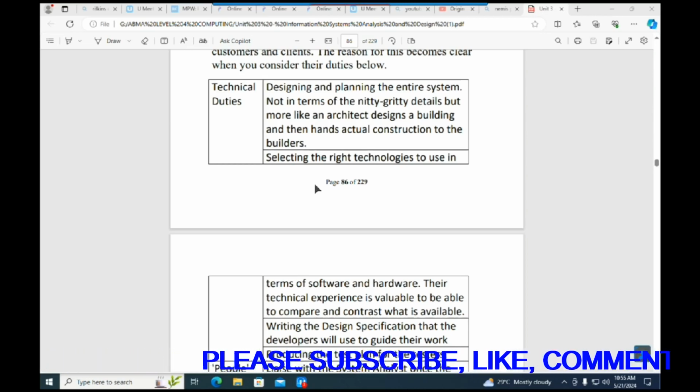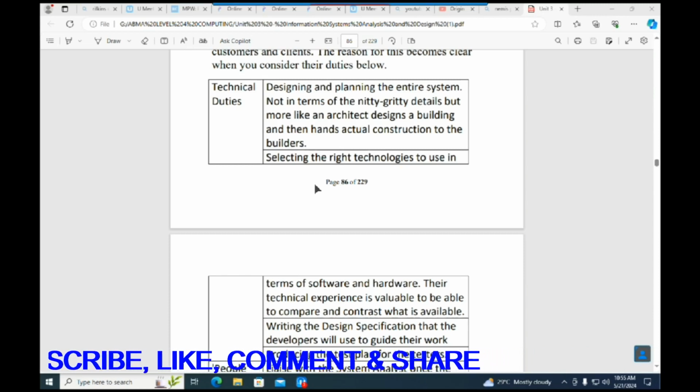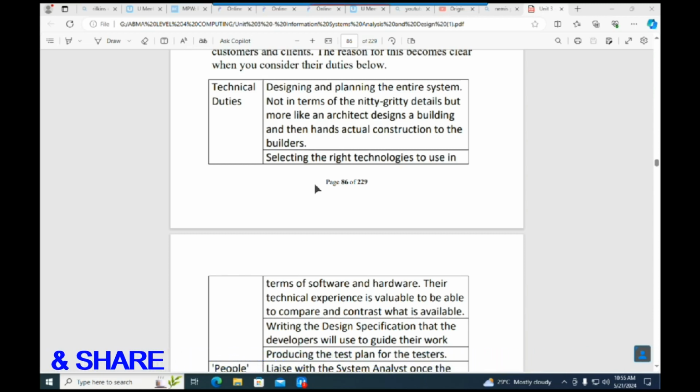The first technical duty is the designing and the planning of the entire system. He's the one who designs and plans the entire system. That's why we are talking about having somebody who is more organized. So he comes out with something that looks like an architect's design. The way an architect designs a building, and then hands out that drawing to builders who are going to do the actual construction, that is what the system designer does.